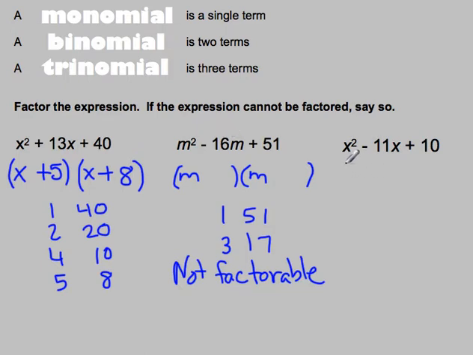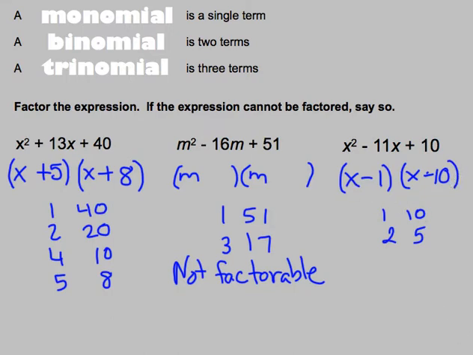Moving over to the last one, again, we break up the x squared into x and x. And then you think about your factors of 10 that are going to give you 11. We've got 1 and 10, 2 and 5. That's about it. 1 and 10 would give us negative 11 if they were both negative. So I'm going to go negative 1, negative 10. Those both add up to be negative 11, and if I multiply them, negative 1 times negative 10 would give me positive 10 at the end. So that one is factorable, and these are the factors.